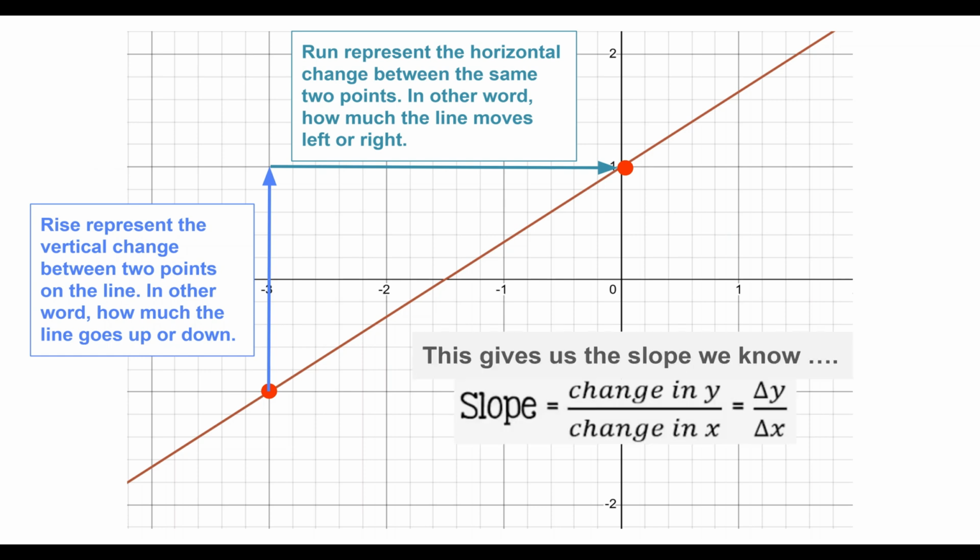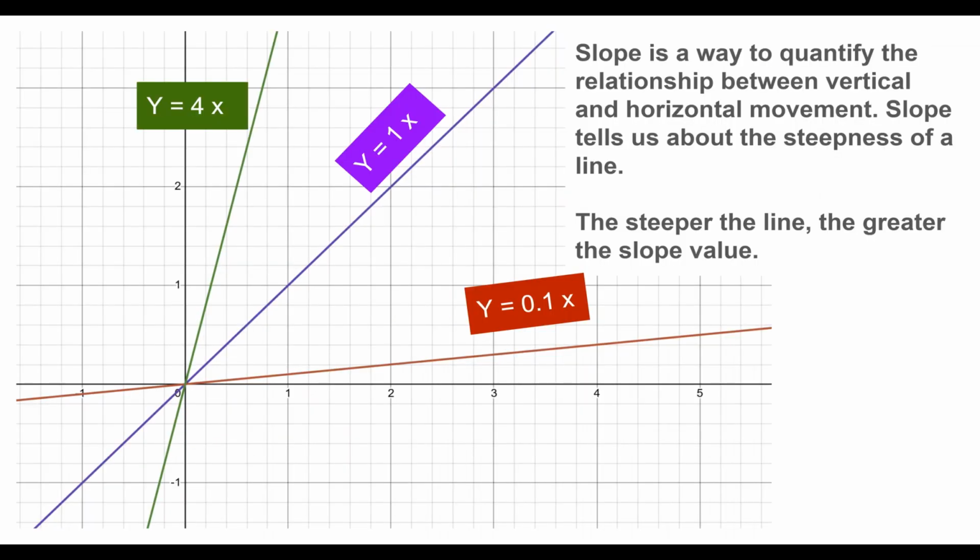This gives us the slope we know about, which is the change in y over the change in x. Slope tells us about the steepness of a line. It's the way to quantify the relationship between the vertical and the horizontal movement. That means how far I'm going up or down in relationship to how far I'm going to the right or to the left. As you can see on this graph, the steeper the line, the greater the slope value.